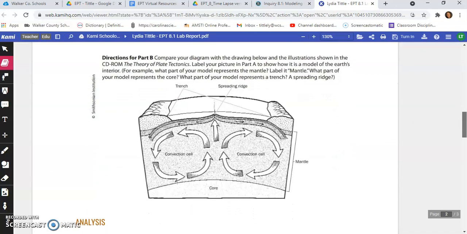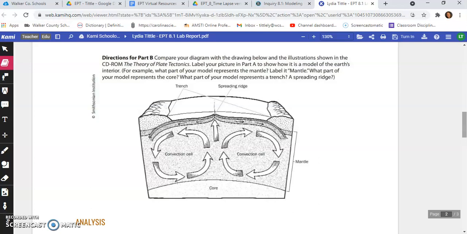All right, for part B, we're going to be looking at this particular diagram. It says to compare your diagram with the drawing below and the illustrations shown in the CD-ROM, the theory of plate tectonics. Label your picture in part A to show how it is a model of the Earth's interior. For example, what part of your model represents the mantle? And we're talking about the jar. The jar is our model. The jar with the special liquid inside was our model.